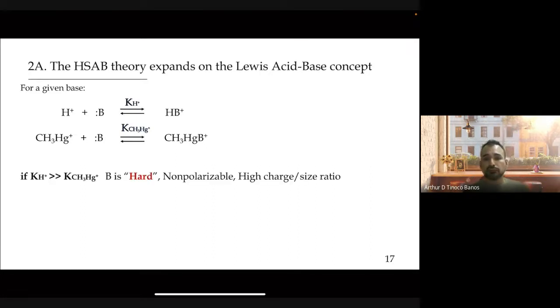Now we're going to have some formal definitions. Well, it turns out that if the affinity of a given base is much higher for the proton than it is for the methylmercury, that base is referred to as hard. Okay, so it is non-polarizable, and a really important feature, it has a high charge to size ratio. That also implies that the proton is a hard species as well, but we'll see that in a moment.